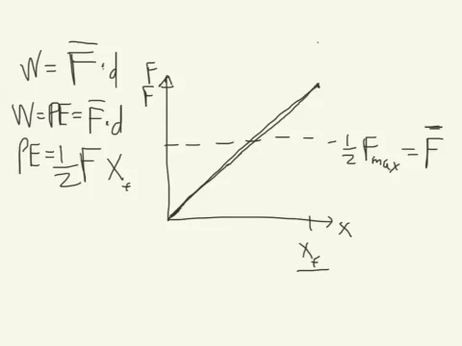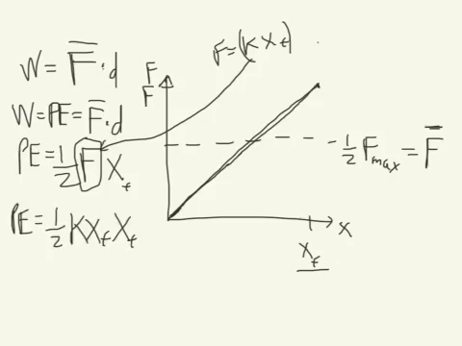So the force, that maximum force F here, we can describe in terms of the force constant of the spring. Because at the maximum displacement, that force required is the spring constant times that displacement. So if we put in KXF instead of F here, we get half times K times X, which is half kx squared, and that is the equation you can use for the potential energy held in a spring.